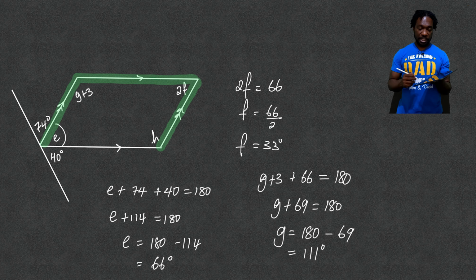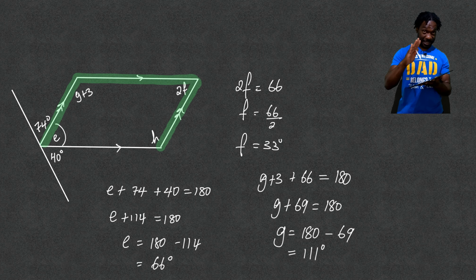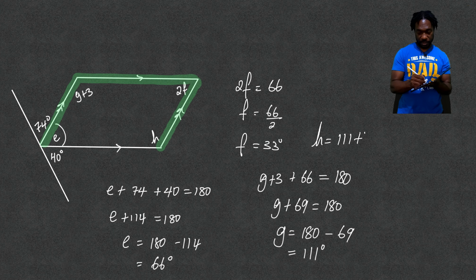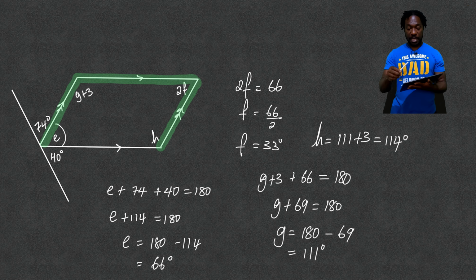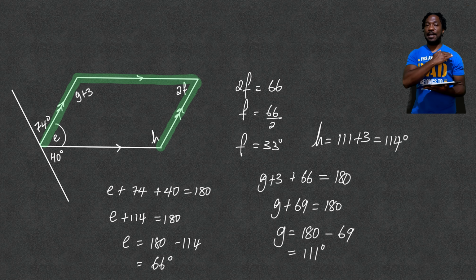And now that I've got that G is 111 degrees, I can find H, because that rule of the opposite angles still applies. So this angle plus that angle equals the same. Because they're the same, then H will equal 111 plus 3, which is equal to 114 degrees. And just like that, this is now finished.